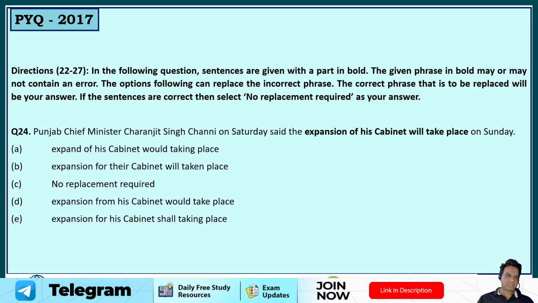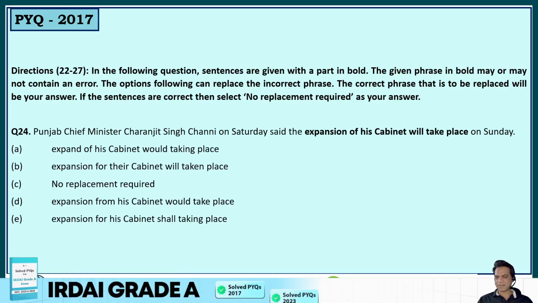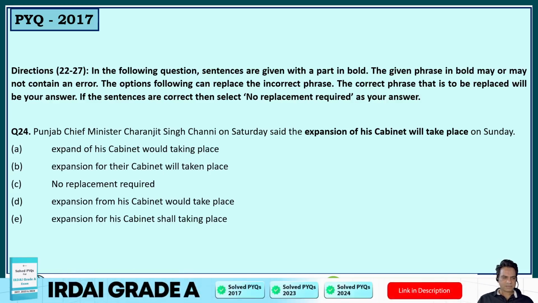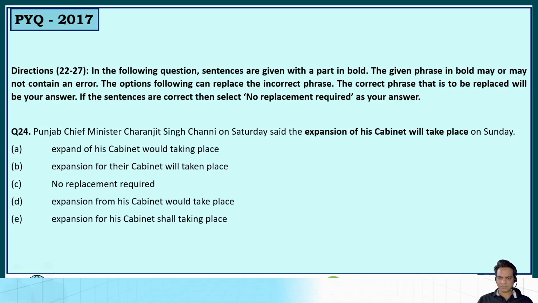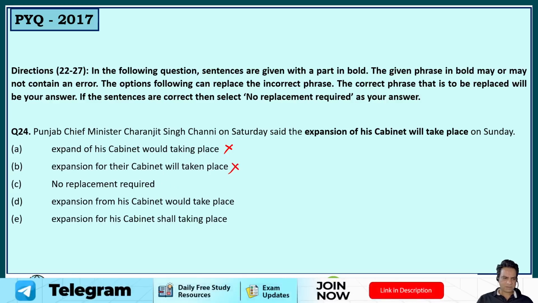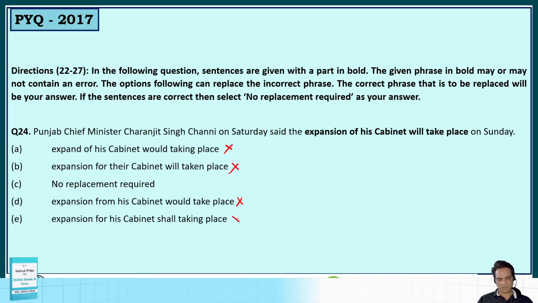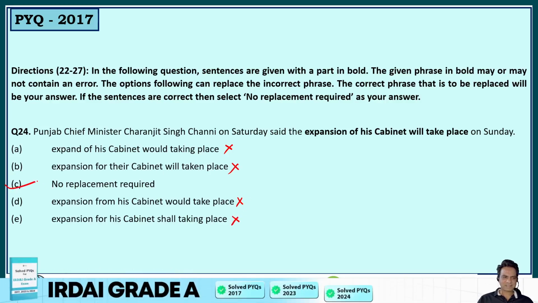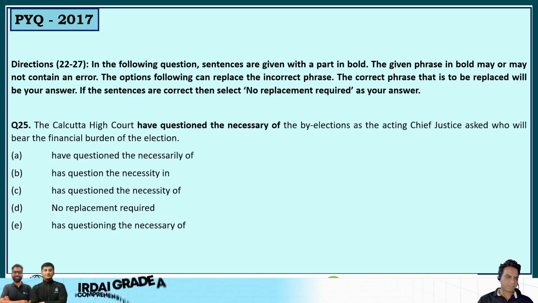Next, Punjab Chief Minister Charanjit Singh Channi on Saturday said the expansion of his cabinet will take place on Sunday. So Punjab Chief Minister Charanjit Singh Channi on Saturday said the expansion of his cabinet, expand of his cabinet, no. Expansion for their cabinet, no. The expansion from his cabinet, no. Expansion for his cabinet shall taking place, no. I think the sentence is correct as it is. Chief Minister Channi on Saturday said the expansion of his cabinet will take place on Sunday. No correction required. Next question, guys.